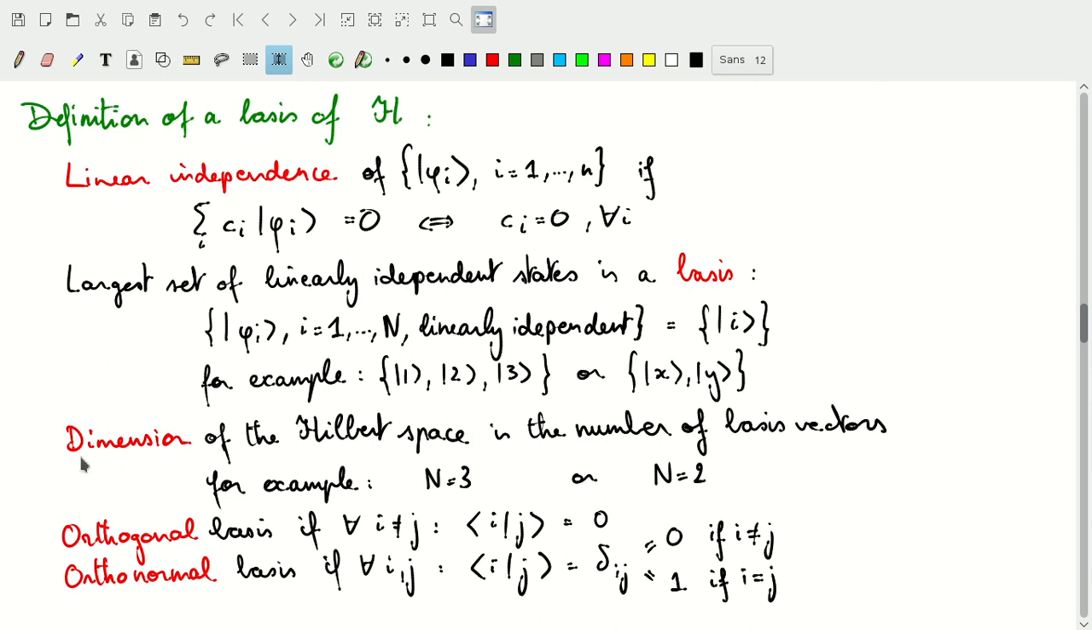Now I've used dimension already a couple of times. Of course, dimension is the number of basis vectors, n equal 3 in this case of the basis 1, 2, 3, or n equal 2 in the case of the photon polarization states. Now, if for all of the basis vectors we have an inner product that is equal to zero, that means that they're orthogonal to each other. If the inner product is not just zero for basis vectors that are different, but it's also equal to one for individual vectors, that means that they're normalized. Then of course we have an orthonormal basis.